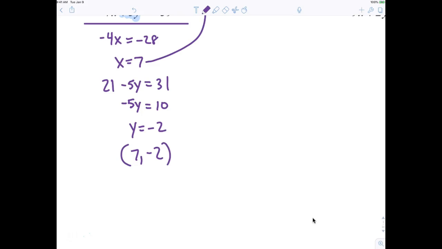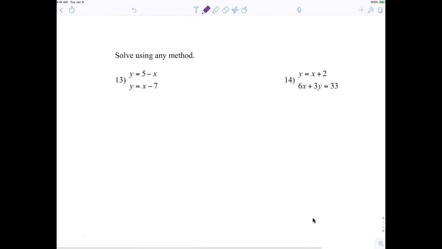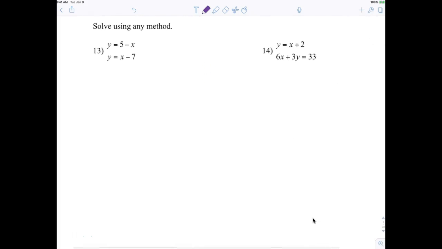Now's the time you got to speak up if you're not sure about something. Any issues? All right. So here we go. Now on 13, you get to decide. On the test, you're going to get to do it however you want. But it's going to be easier one way or another.